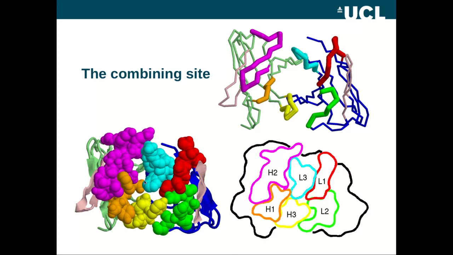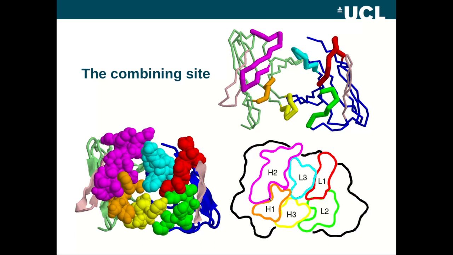Bottom left, I've then taken the same sort of view and space filled those loops, and you can see that they form an almost continuous surface. There are a few little gaps where framework residues would poke through, but largely it's a continuous surface. And then on the right, I've simply done a cartoon version of that and labelled those.